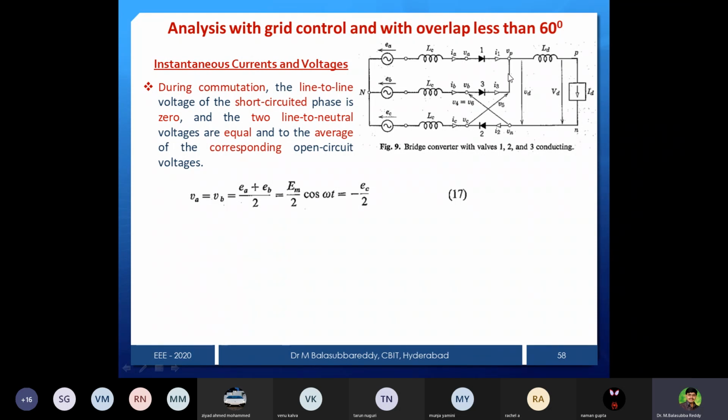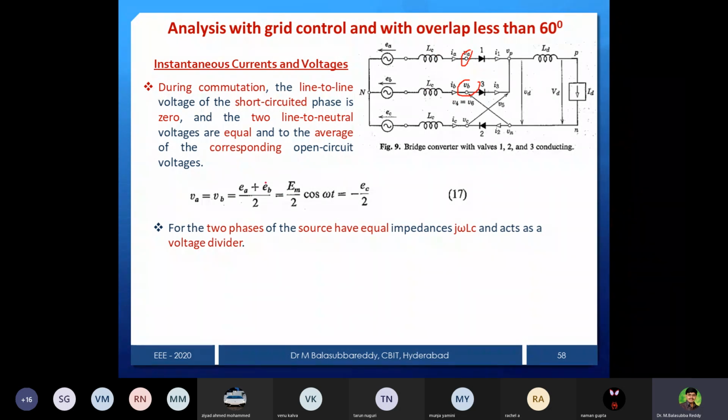Voltage across this, we'll call it VA, and this voltage is VB. Because both are in parallel, the average of them will give your output. What is the average? (EA plus EB) by 2. You know what EA and EB are, so simplify this.